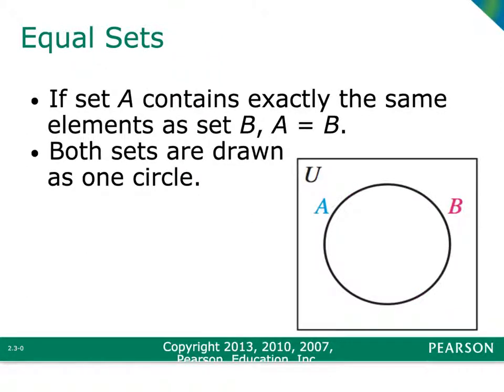If 2 sets are equal and they have the exact same elements in each set, then the circles would completely overlap each other and you wouldn't be able to tell where one starts and one stops. So if you look at this picture, there are 2 circles there, but because A and B have exactly the same elements, they have exactly the same circle.